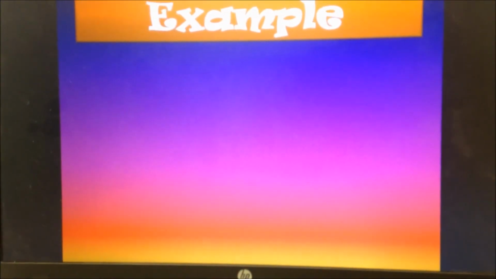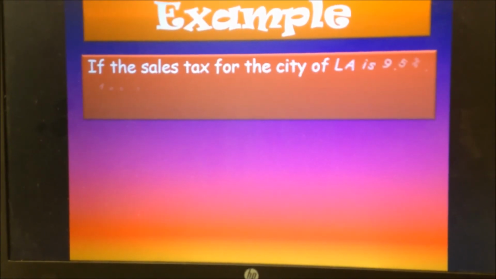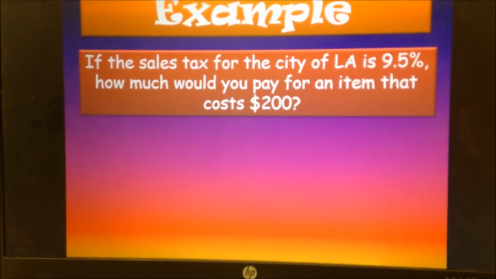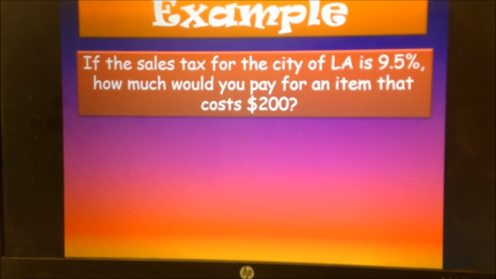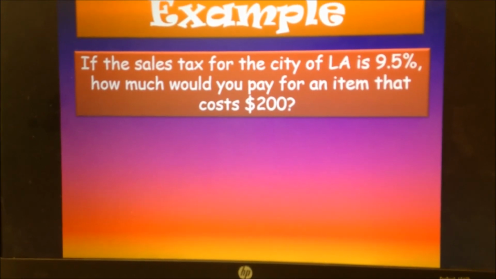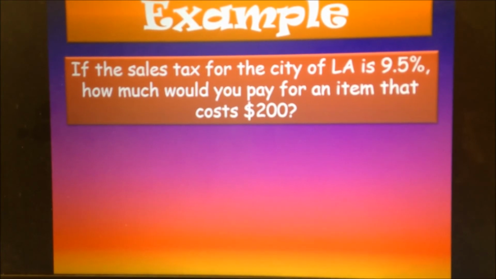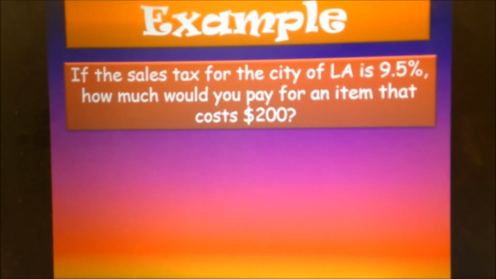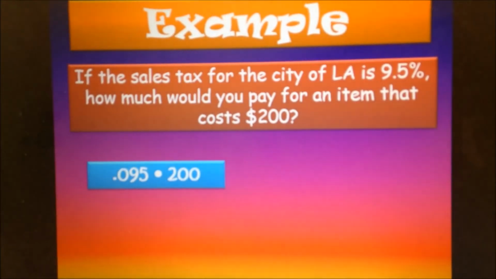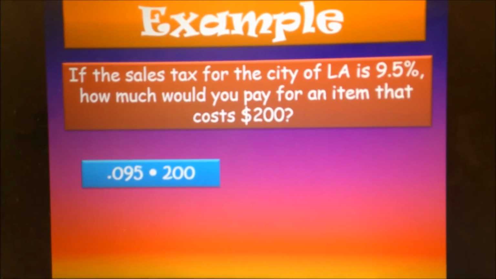Last but not least, our final example is also about sales tax. It says, if the sales tax for the city of LA is 9.5%, how much would you pay for an item that costs $200? Again, step number 1 is to take my percent and change it to a decimal. Remember that you are pulling your decimal point 2 places to the left, so it ends up being 0.095. I'm going to take my 0.095 and multiply it by my 200 to figure out how much tax I will be paying.